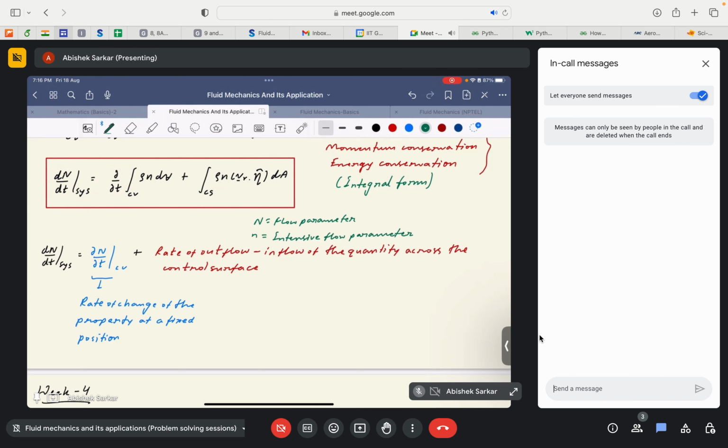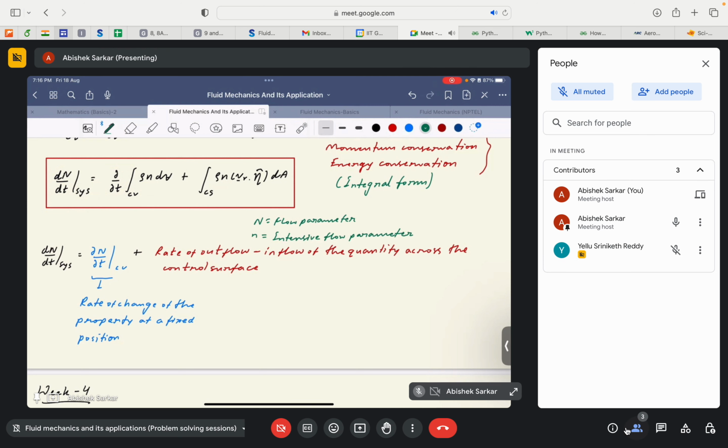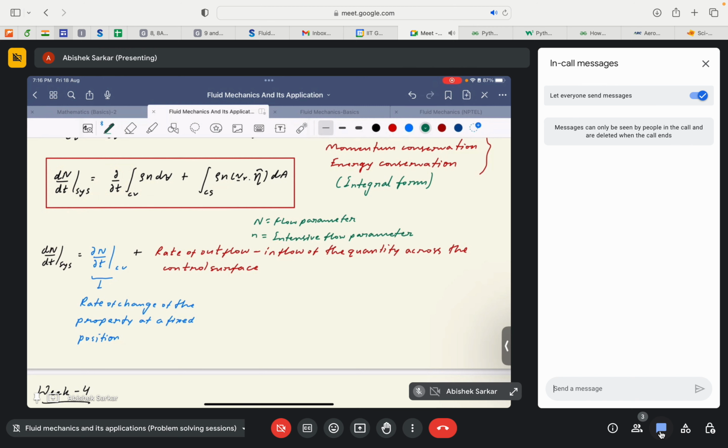So since only Sriniket is there, Sriniket, can you please tell me what an intensive property or flow parameter usually means? Am I audible, Sriniket? Yes. So could you tell me what an intensive flow parameter is? Hello. Yes, hello, sir. Sir, intensive is something individual, which does not depend on other factors such as area. Basically, we can say it does not depend on other parameters.